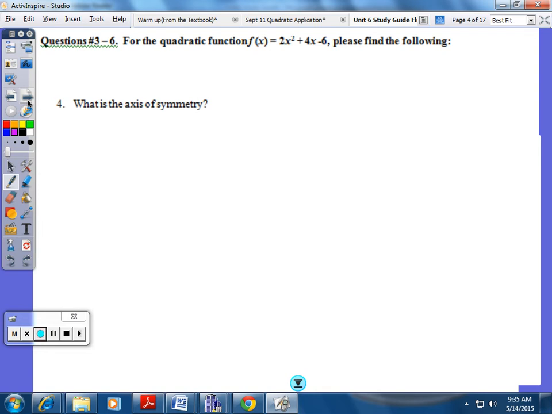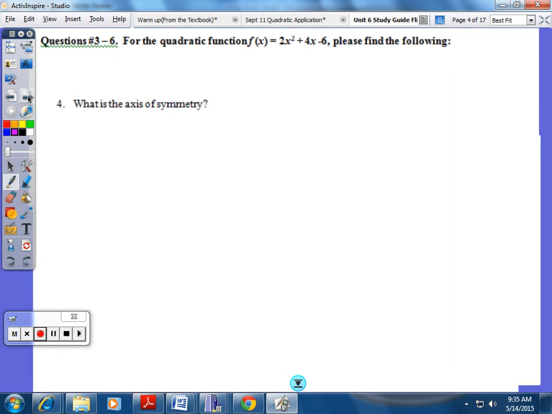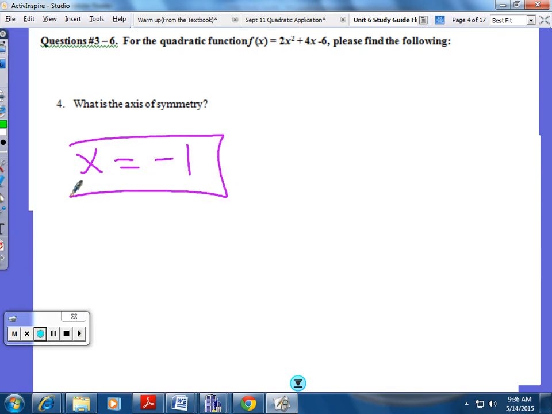Number 4, they ask us for the axis of symmetry. And the good thing about it is we already found the axis of symmetry in the other problem. The x coordinate of the vertex is our axis of symmetry. So x equals -1 is the answer for number 3, and we used x equals -b over 2a to get that.